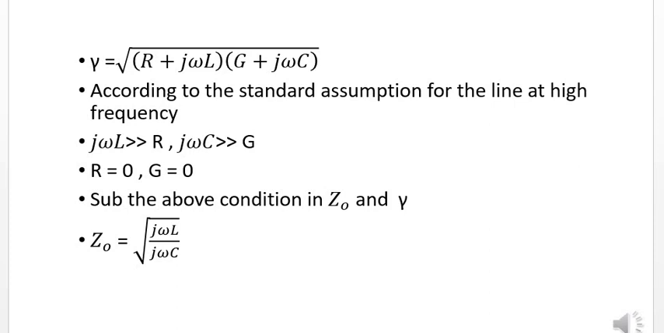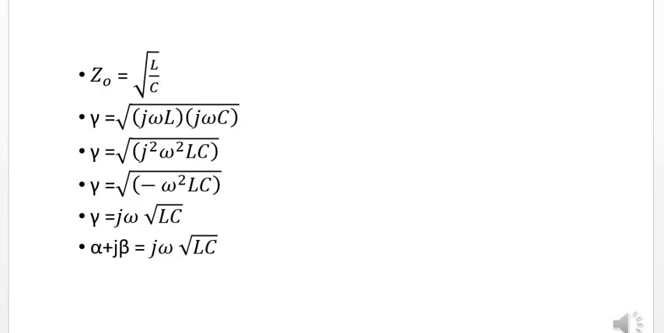According to the standard assumption for a line at high frequency, j omega L is much greater than R and j omega C is much greater than G. That means the resistance and conductance of a dissipationless line are zero. So substitute this condition in the characteristic impedance and propagation constant gamma. The characteristic impedance Z0 is equal to square root of j omega L by j omega C. So Z0 is equal to root of L by C.